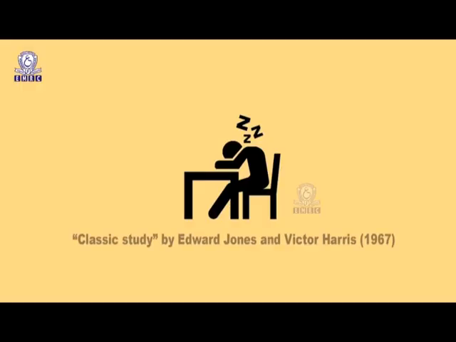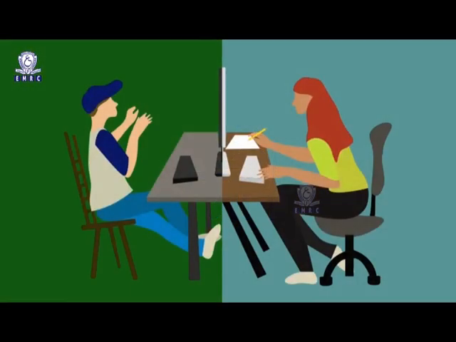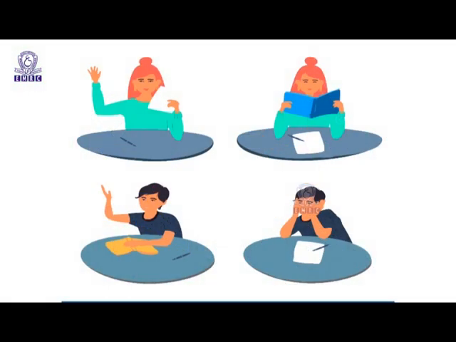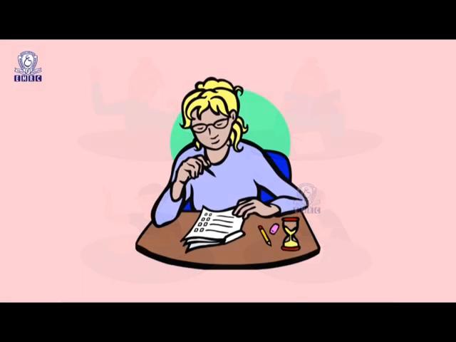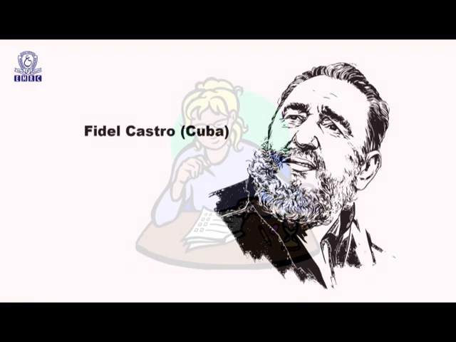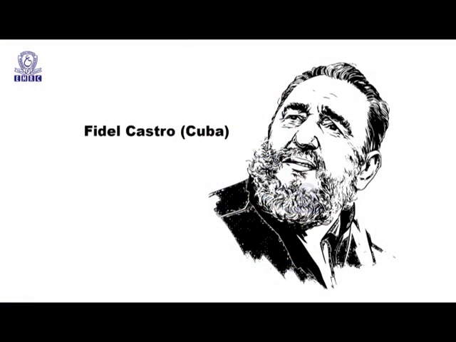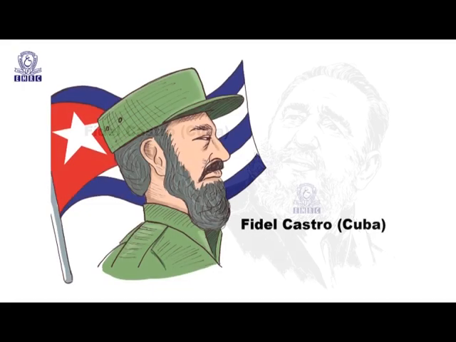For example, in a classic study done by Edward Jones and Victor Harris in 1967, college students were asked to read an essay written by a fellow student on a controversial political topic. Specifically, students were asked to read an essay about what was in that era a hot button issue, whether to support or oppose the regime of Fidel Castro of Cuba. After reading an essay that either supported or opposed Castro, the participants had to guess how the author of the essay really felt about Castro.